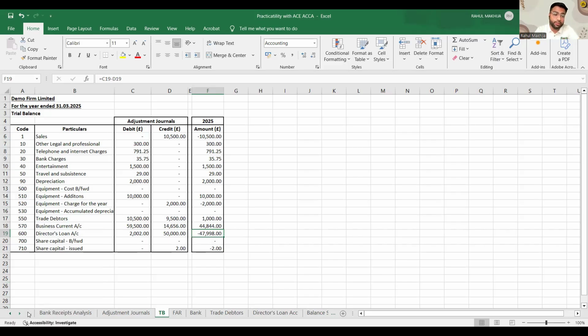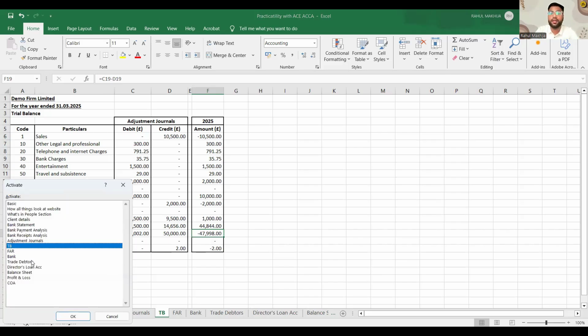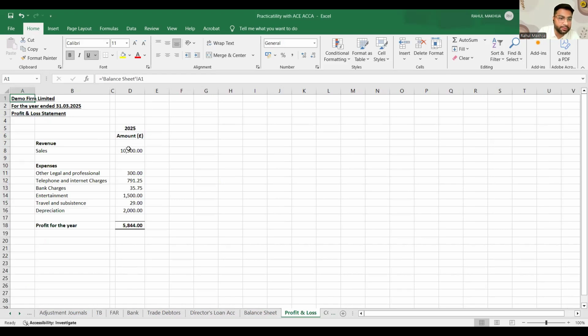Now moving forward to all the essential parts of the statements, such as the balance sheet and profit and loss statement. Firstly, we will look at how the P&L is made through the trial balance. Here are the sales made. Here are all expenses, including non-cash expenses also. And here is the profit for the year, which is profit before tax.